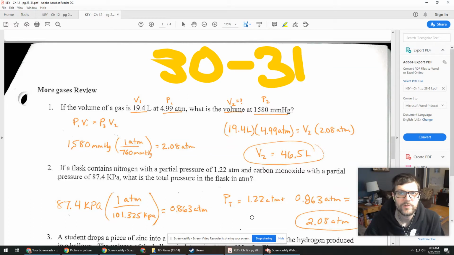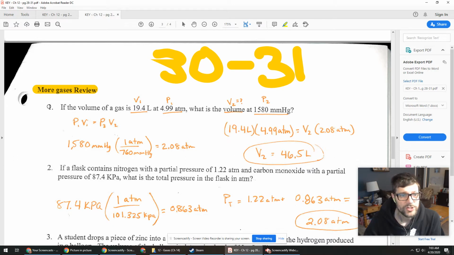Today I'm going to go over pages 30 and 31 in your gases packet, which is a review of everything we've done with gases, and a lot of it's kind of all mixed together. This mixed practice really shows what you know and what you remember about gases.